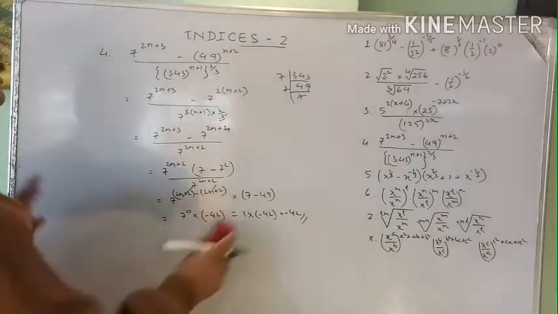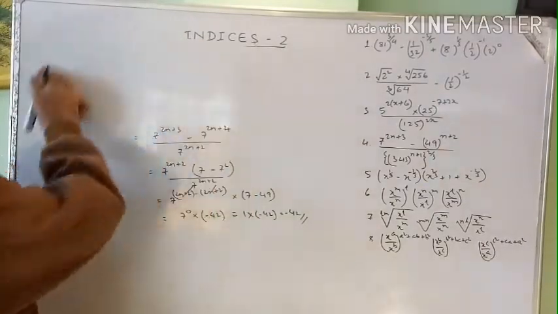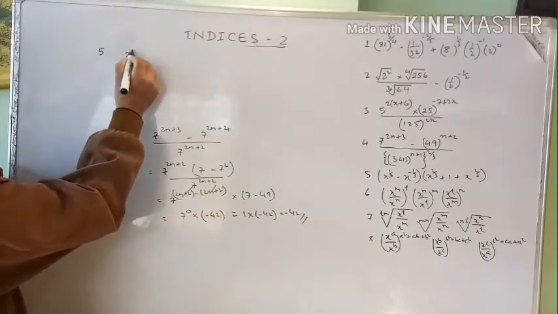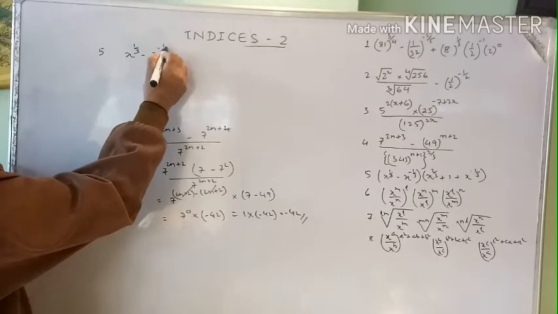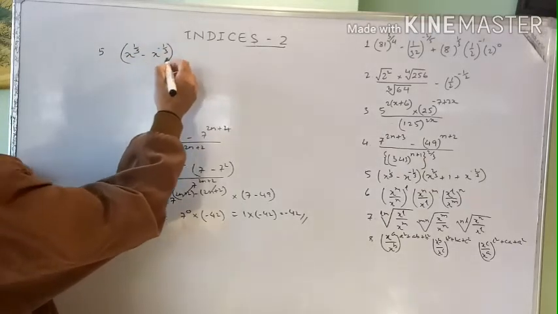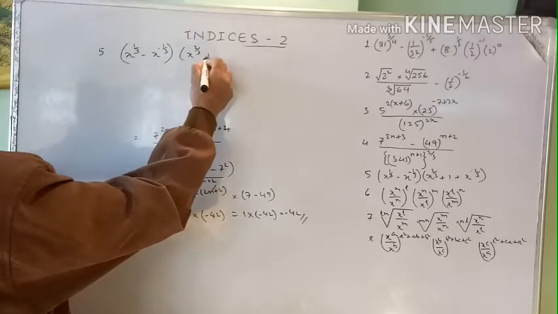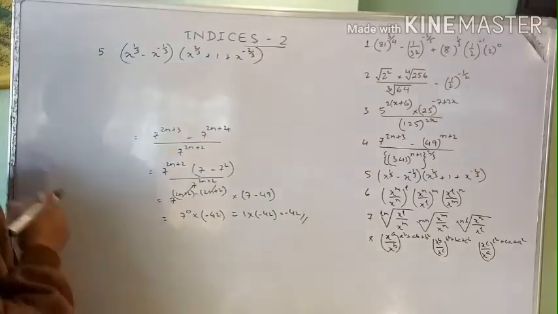Now let's take question number 5. Now question number 5, it is x to the power 1 by 3 minus x to the power minus 1 by 3 into x to the power 2 by 3 plus 1 plus x to the power minus 2 by 3.